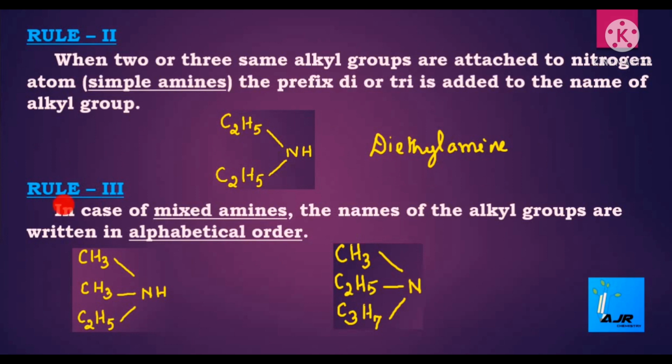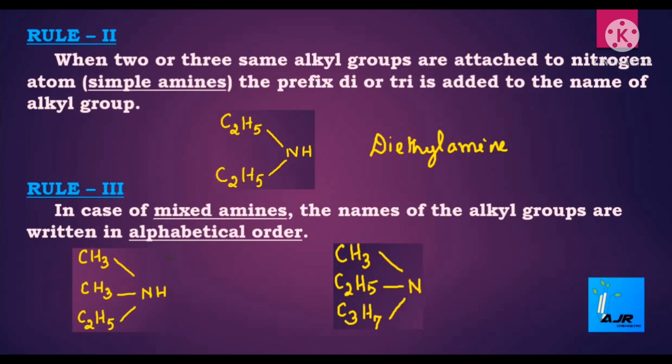So let us see the next rule now. What's the next rule? Rule number 3: in the case of mixed amines, the names of the alkyl groups are written in alphabetical order. This is an example of a mixed amine. What are the alkyl groups present? Methyl, methyl, ethyl. So in mixed amines, two similar groups and one different group are there. In this case, you should make use of alphabetical order. Alphabetical order means ethyl will come first, E. So ethyl, then two methyl groups, the same group. So ethyl dimethylamine. Understood?